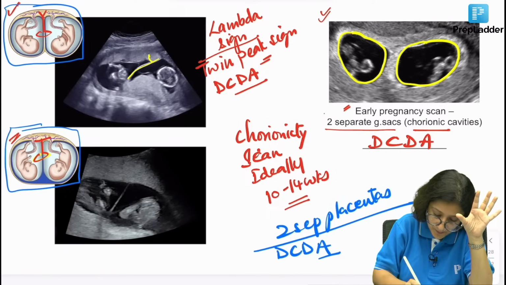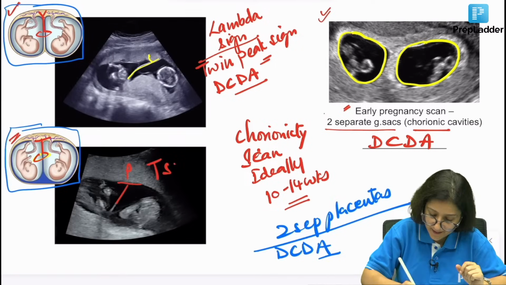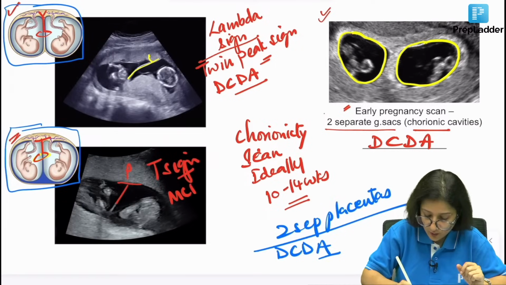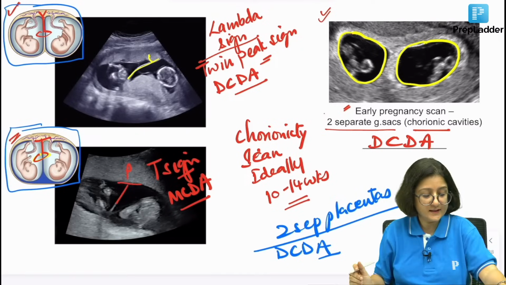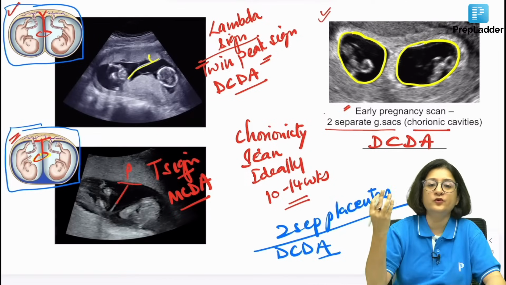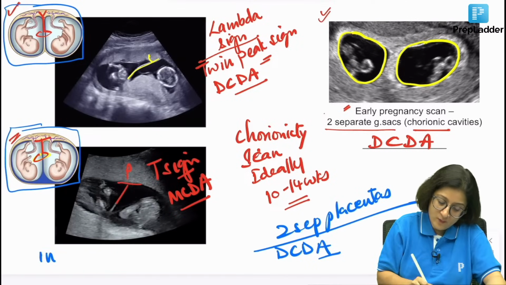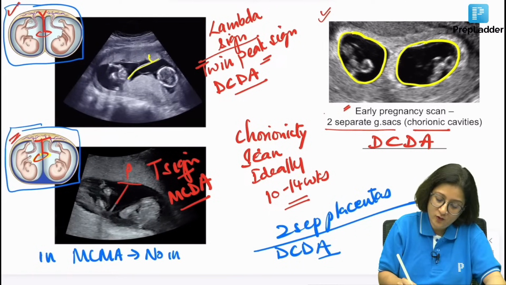Can you see here? This is the placenta, T sign, no dipping chorionic tissue. So this is T sign, this is monochorionic diamniotic. In monochorionic monoamniotic, the intertwin membrane will not be there. In monochorionic monoamniotic, there will be no intertwin membrane.